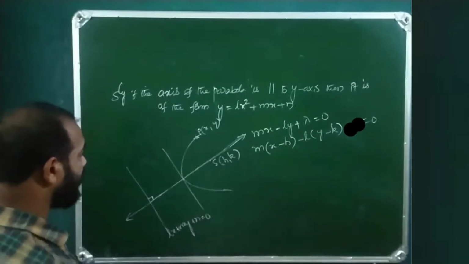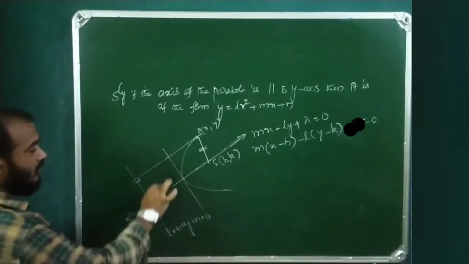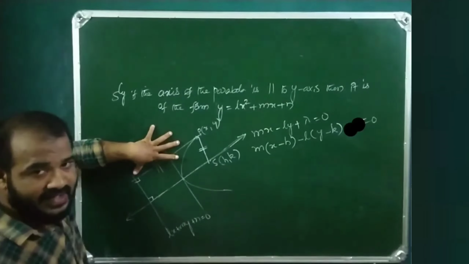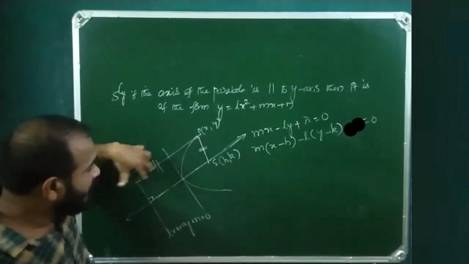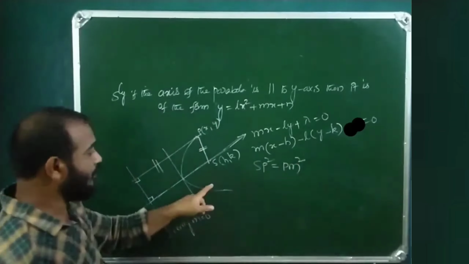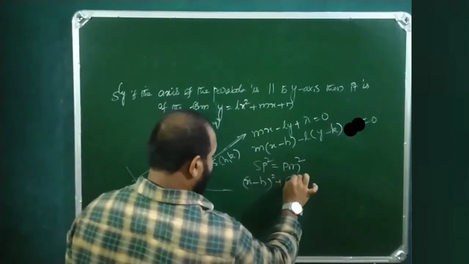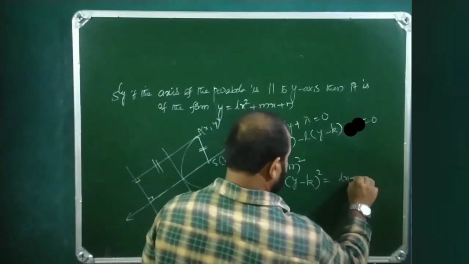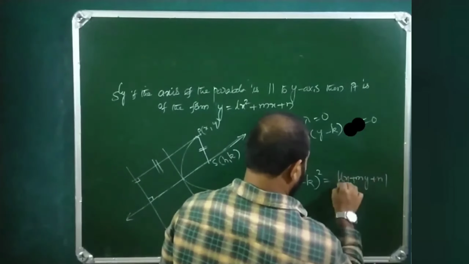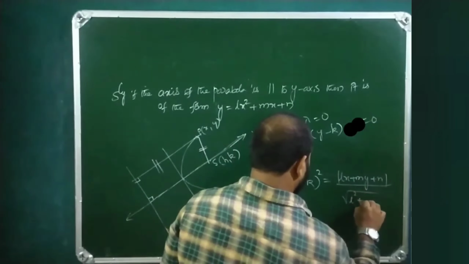So this is the parabola, and this is SP and this is PM. According to the definition of a parabola, SP equals PM. Of course, this diagram is a little bit enhanced, but actually SP equals PM. So SP square equals PM square. What is SP? x minus h whole square plus y minus k whole square equals lx plus my plus n by square root of l square plus m square, whole square. Therefore, this is the equation of the parabola.